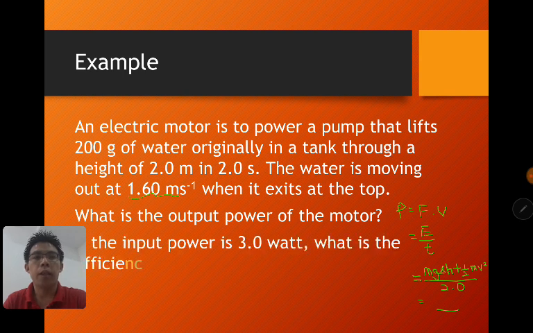The next is, you are given that the input power is 3 watt, and what's the efficiency? Similarly here, efficiency, just write E, is the output divided by 3, which is the input. Then you get the answer in A here, and you should be able to get the answer.